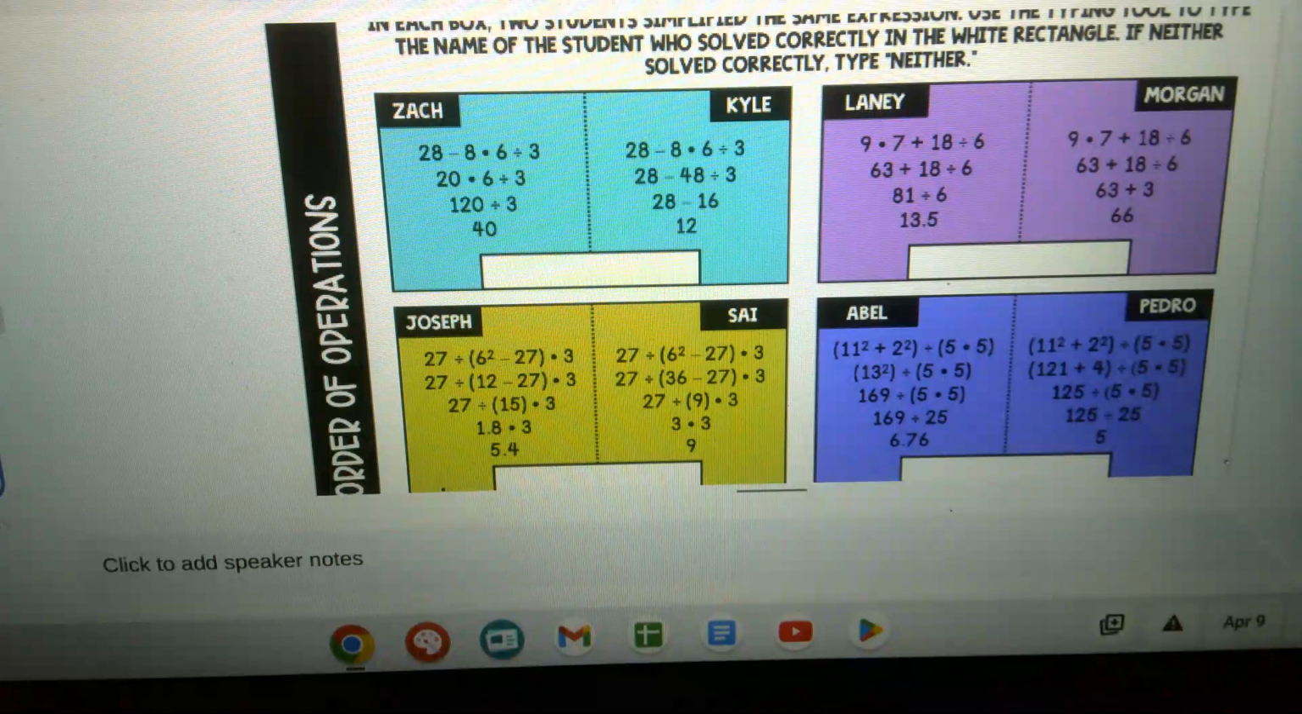All right, I think that actually Kyle is right on this one, isn't he? 48 divided by 3 is 16. Yeah, Zach is wrong because Zach subtracted before he multiplied. Did you see that? So in this one here, you're going to type in Kyle because Kyle's is right. And then on the paper, Zach subtracted before he multiplied. See how easy that is? That's what you're going to do.